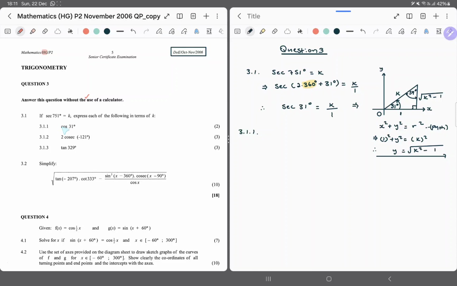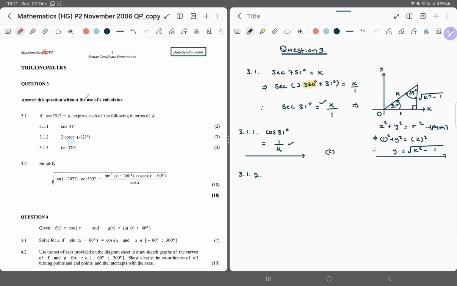3.1.1. We need to solve for cos 31 degrees. So what is cos 31 degrees here? Cos is adjacent over hypotenuse, so this is going to be 1 over k. All right, that's it. This one is simple, so we get 2 marks for this one. In fact, I think the second mark comes from simplifying this to that. So we get our 2 marks.